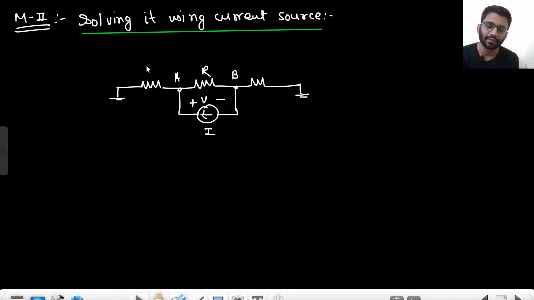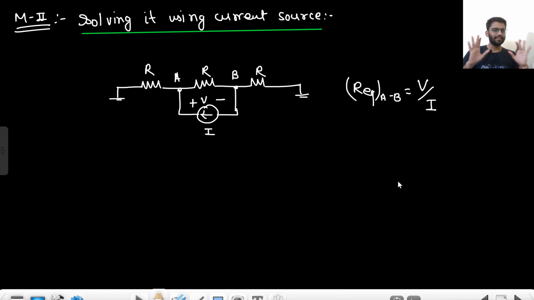This is R, this is R, and this is R. So my R equivalent across AB would be V by I. Easy. Okay. Well and good. Everything is fine. So my R equivalent will be V by I. So now what I will do?